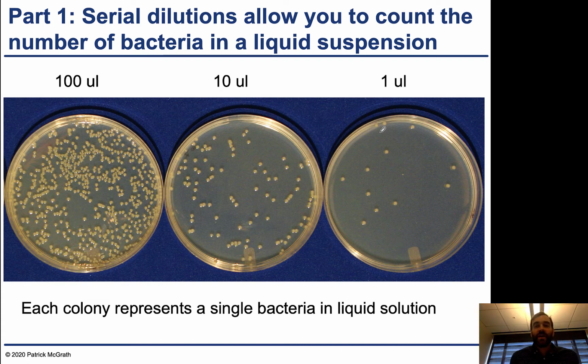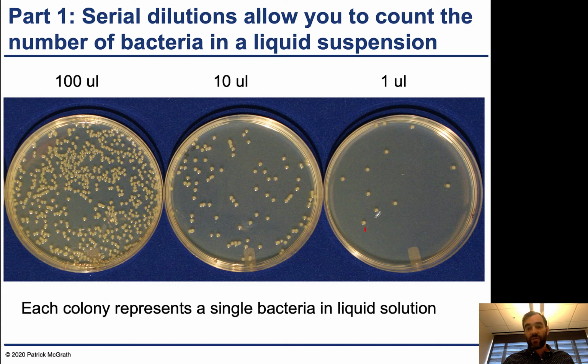Serial dilutions allow you to count the number of bacteria in a liquid suspension, and so here we see if we add 100 microliters, 10 microliters, or 1 microliter, for example, of a very dilute culture, you can see you have a different number of colonies in each condition. So this allows us to count how many bacteria are within 1 microliter of this liquid culture. The idea is that every single bacteria that ends up on this plate is able to survive and is able to grow into this colony.